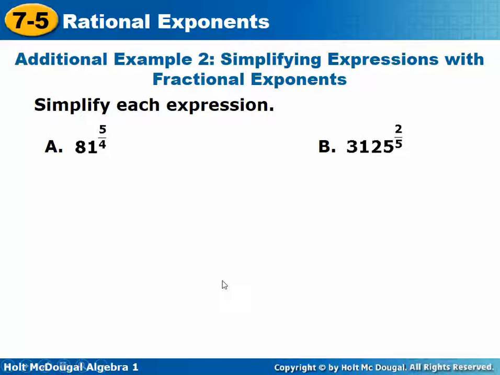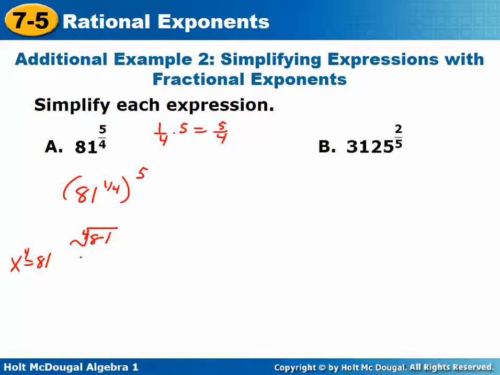All right, so if we have 81 to the 5/4, we can break that down. We can say that's the same as 81 to the 1/4, and then take that answer to the fifth power, because 1/4 times 5 is equal to 5/4. So 81 to the 1/4 is the same as the fourth root of 81. For that, we're looking for what number to the fourth power equals 81. We did this problem already. It was 3. So that part is 3.